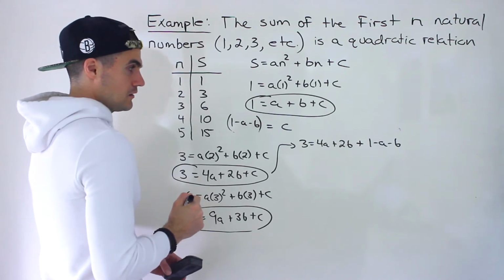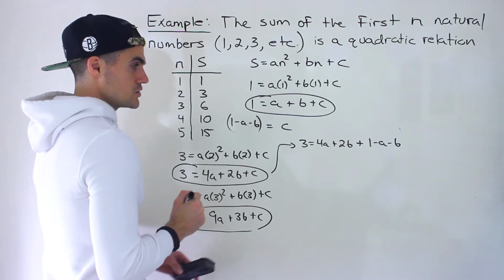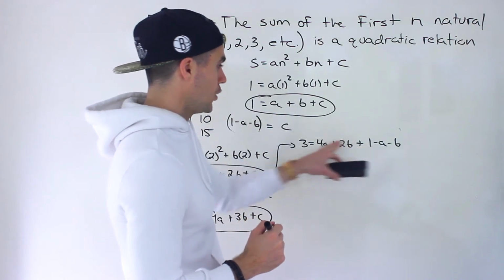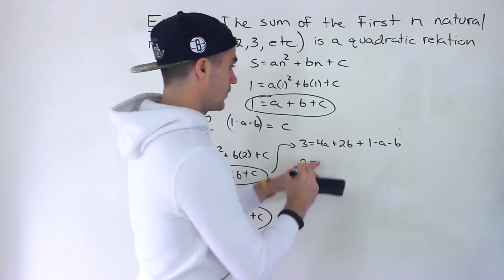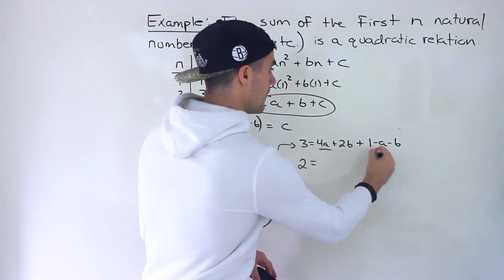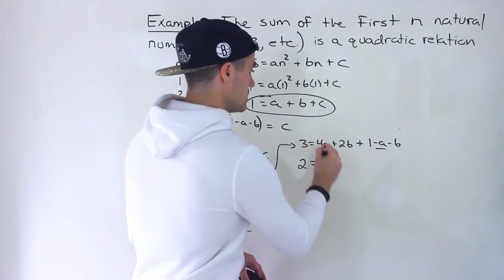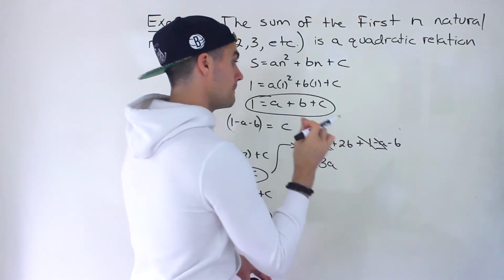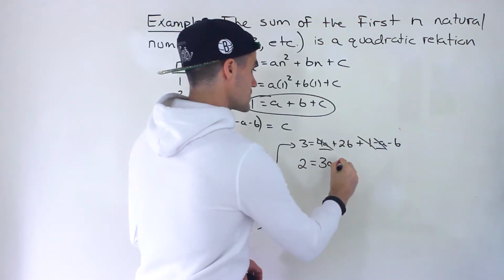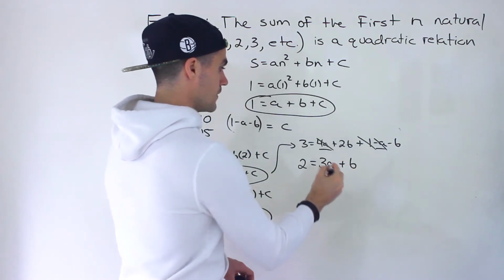And then from here, what you want to do is simplify the like terms. So I'm going to bring the 1 over. So we'll have 3 minus 1, which would give us 2. And then we'll have 4a minus a, which would give us 3a. So we dealt with the 1. Then we have 2b minus b, which would give us 1b.